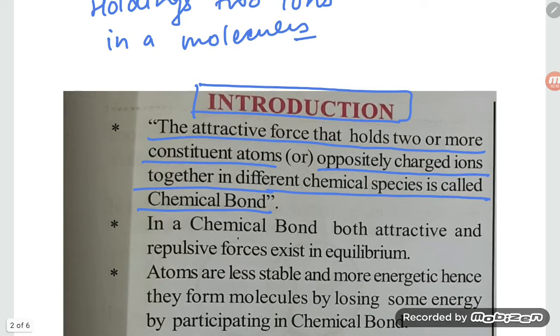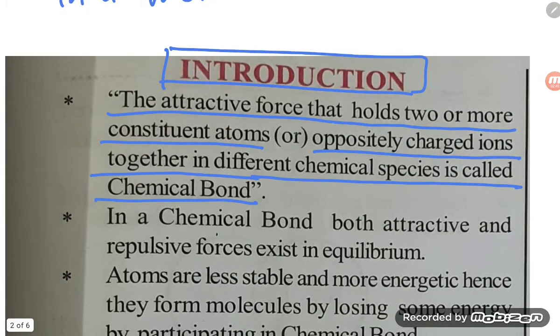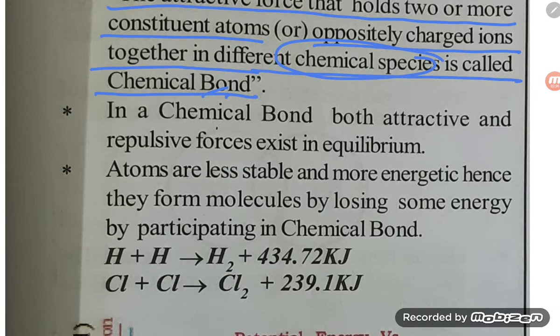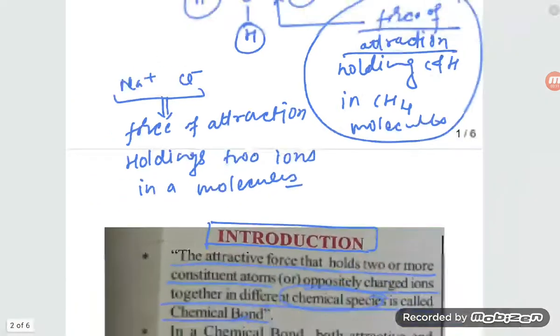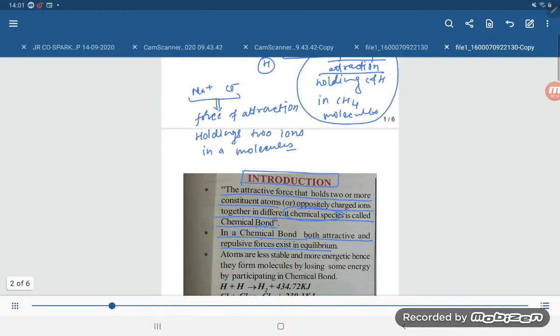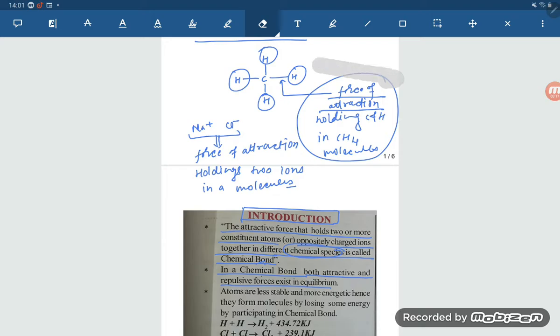So read out again: the attractive forces that hold two or more constituent atoms or oppositely charged ions together in different chemical species, that is a molecule, is called a chemical bond. I hope the definition will be clear. In a chemical bond, both attractive and repulsive forces exist in equilibrium. This means, students, when the chemical bond is getting formed, what is the line which we have to understand? Let us see.